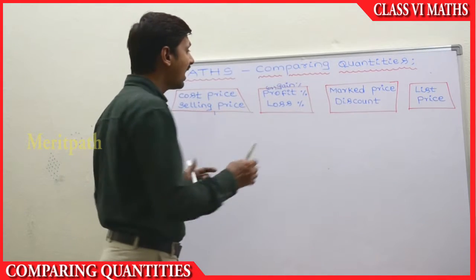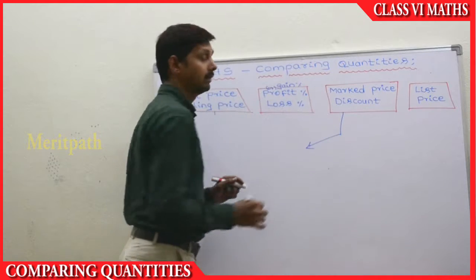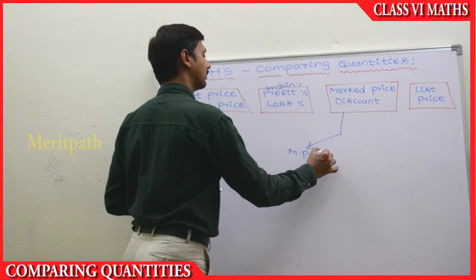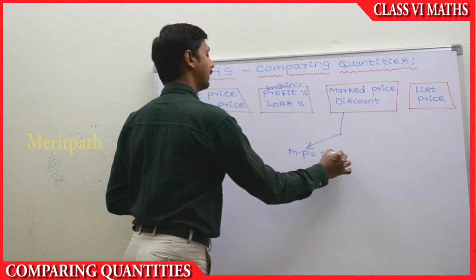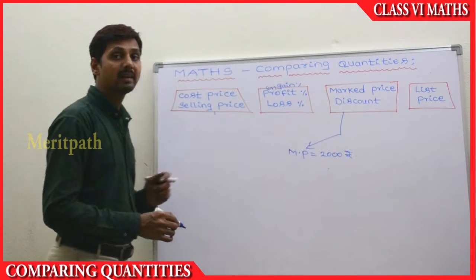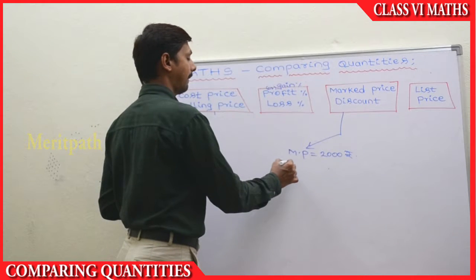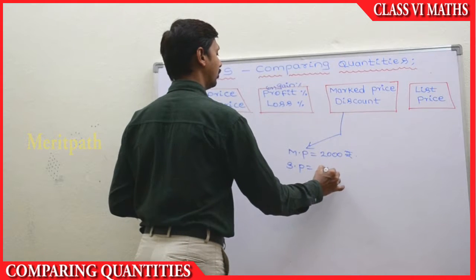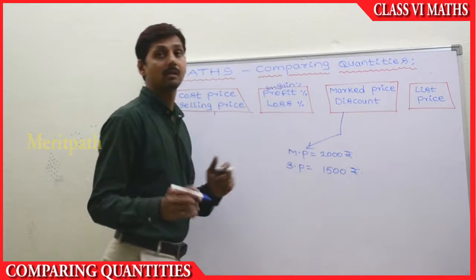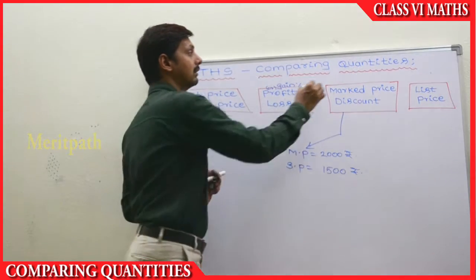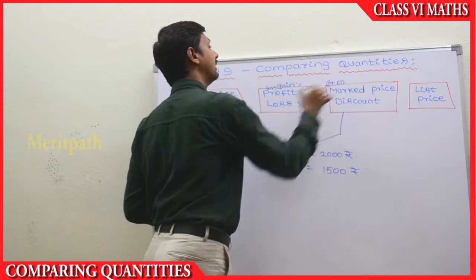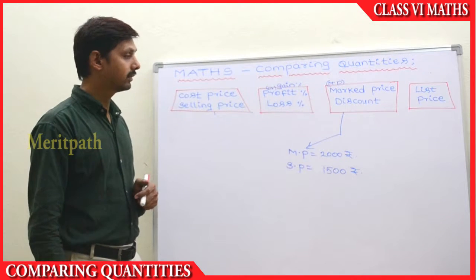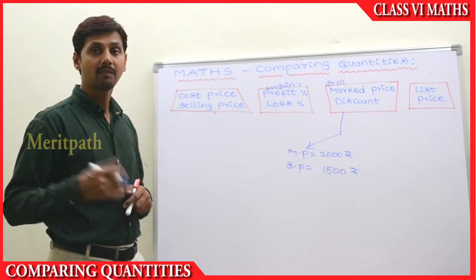As we discussed earlier, let's take an example about mark price and discount. Let's take mark price as 2,000 rupees, and selling price as 1,500 rupees. Mark price we write in short form as MP. So mark price is 2,000, SP is 1,500 rupees, because if they reduce some amount from the mark price, we call it discount.